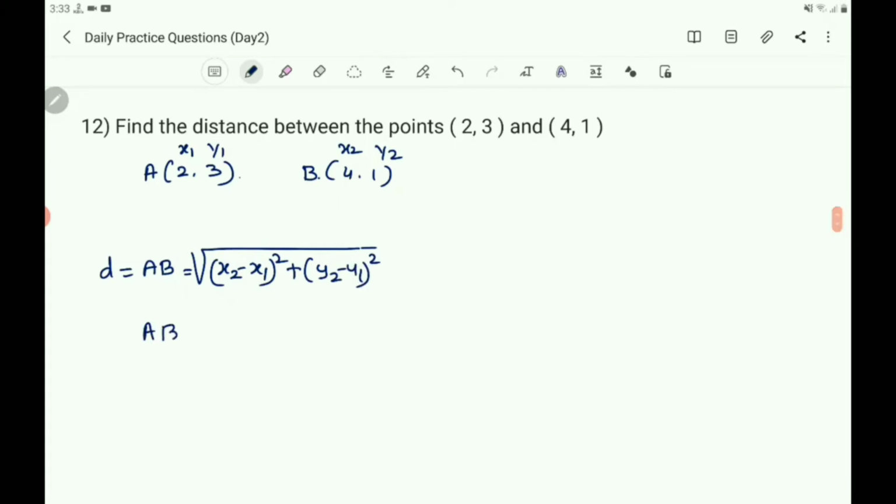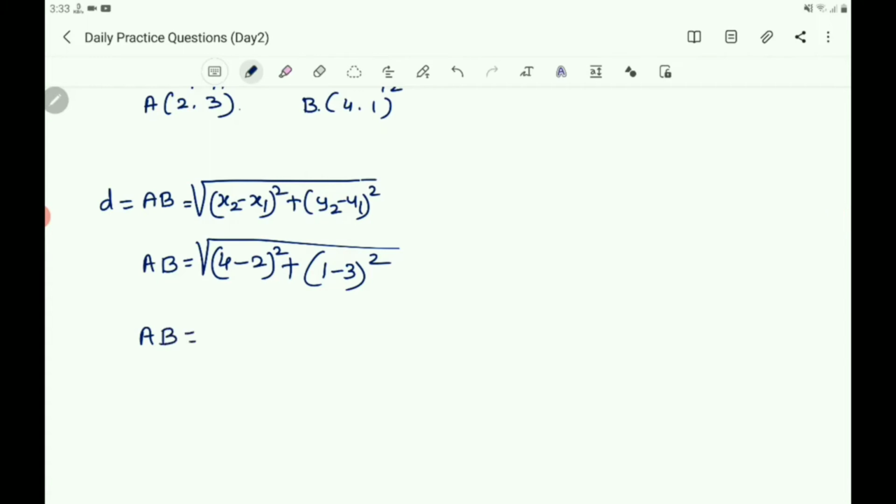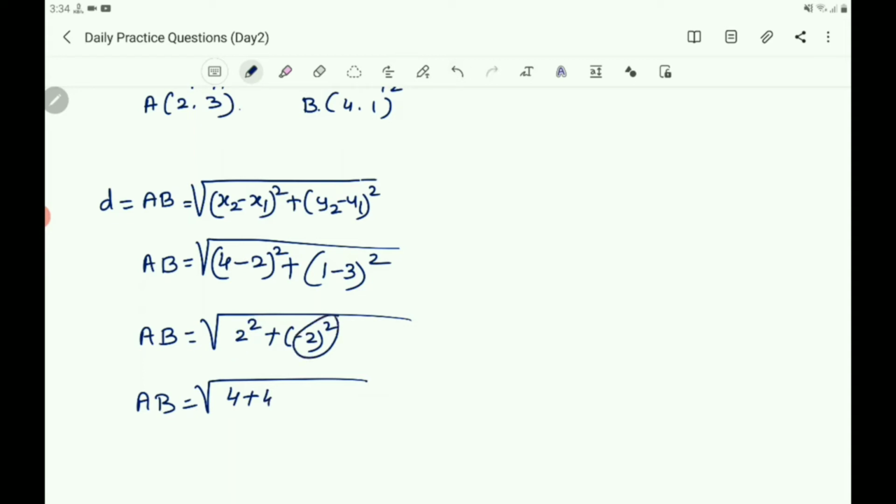Then you write AB equals square root of x2, which is 4, minus x1, which is 2, whole square, plus y2 minus y1. y2 is 1 and y1 is 3, so it is 1 minus 3 whole square. Then AB equals square root of 4 minus 2 is 2, 2 square, plus 1 minus 3 is minus 2 whole square. Then AB equals 4 plus 4. 2 square is 4, and minus 2 whole square is also 4.